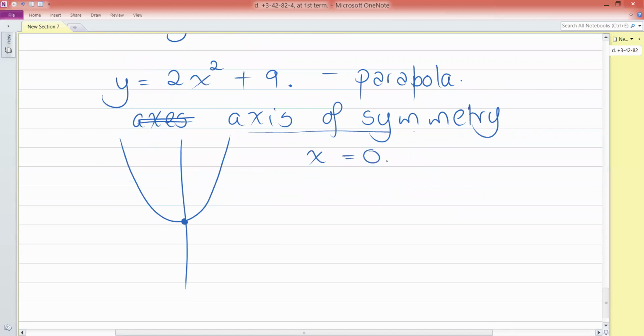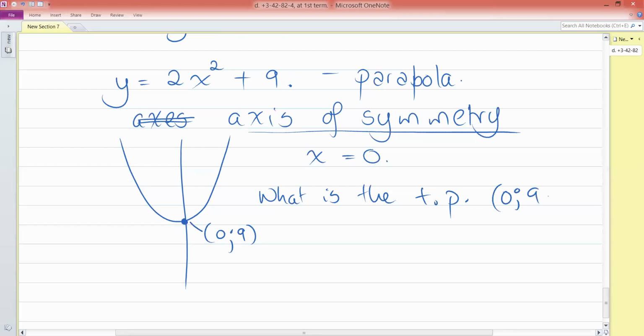So instead of axes of symmetry, they could also ask you, what is the turning point of the graph? The turning point is this point here, which is 0 and 9. So the turning point: x is 0, y is 9.